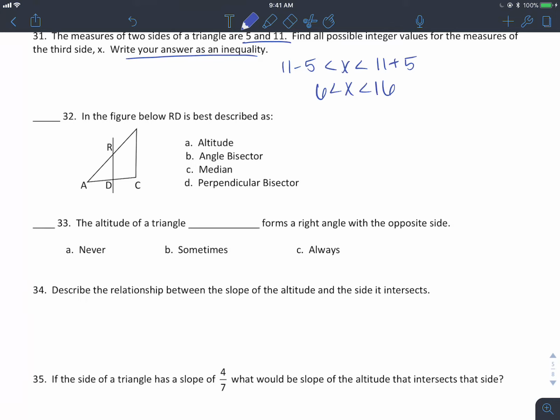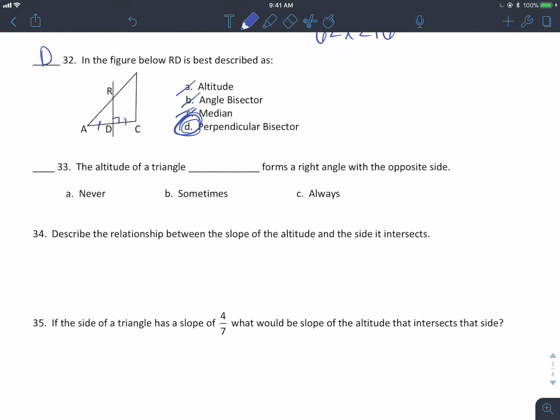All right, on number 32, it says RD is best described as an altitude has to go through a vertex, an angle bisector has to go through a vertex, and so does a median. So that means our only possible answer is going to be D, a perpendicular bisector, which cuts the bottom in half and intersects it at a right angle.